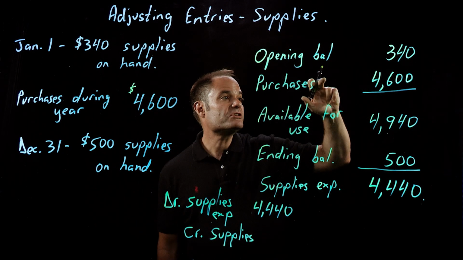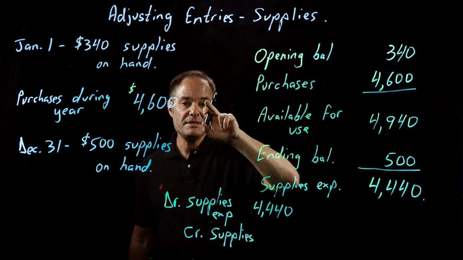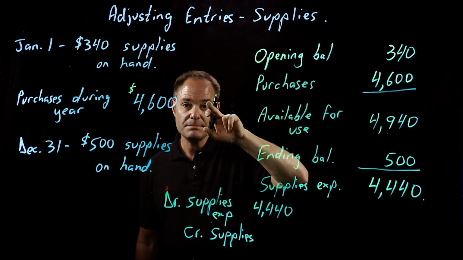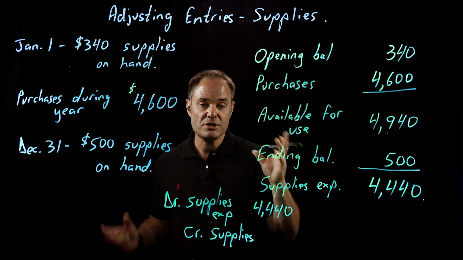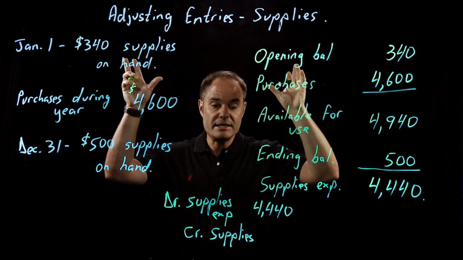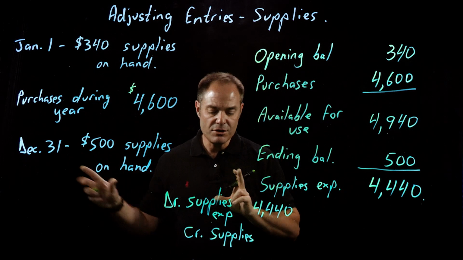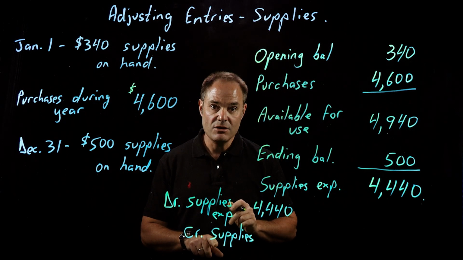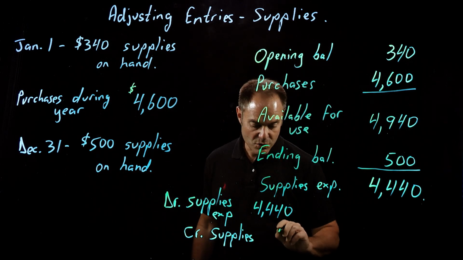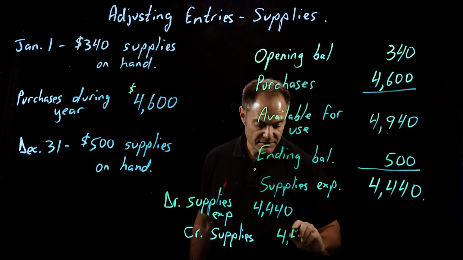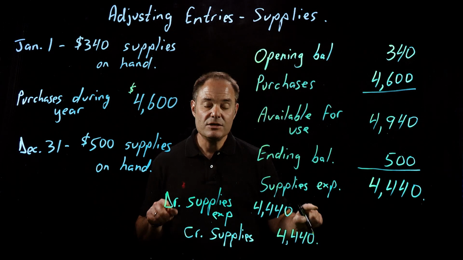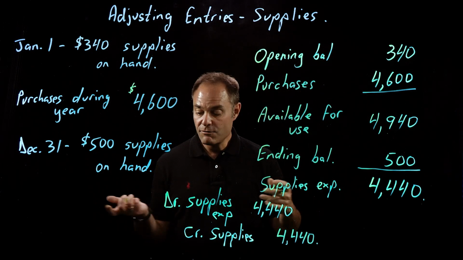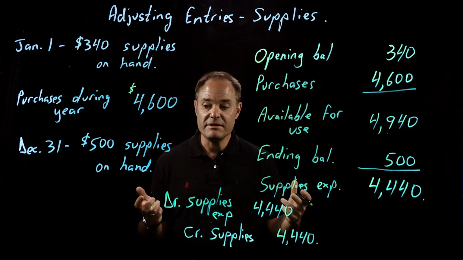In other words, every time we made a purchase, we debited supplies and credited cash or accounts payable, so the supplies account kept growing and growing. Now we're going to take out of that account, by crediting it, whatever we used during the course of the year, $4,440. And that's the entry that we make in order to record the supplies expense for, in this case, the year or for the period.